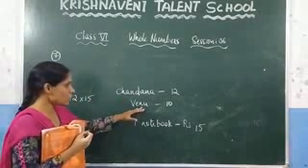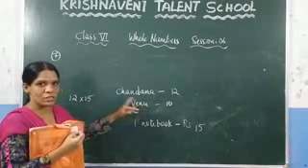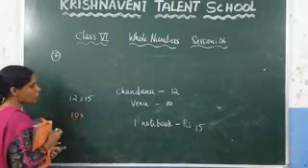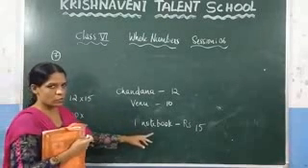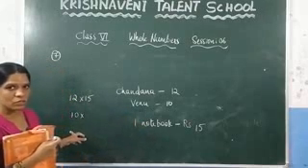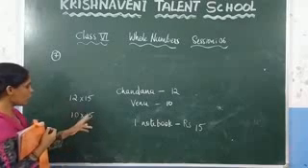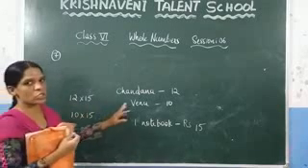Now see for Venu. Here, how many notebooks did Venu get? 10 notebooks, and the cost of each notebook is 15 rupees. What will be the cost of 10 notebooks, which is 10 into 15? So Venu has to pay 10 into 15 rupees to the shopkeeper.